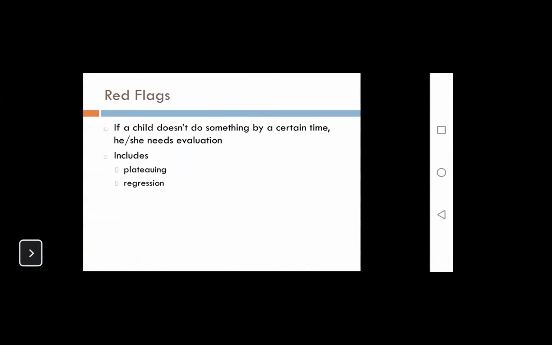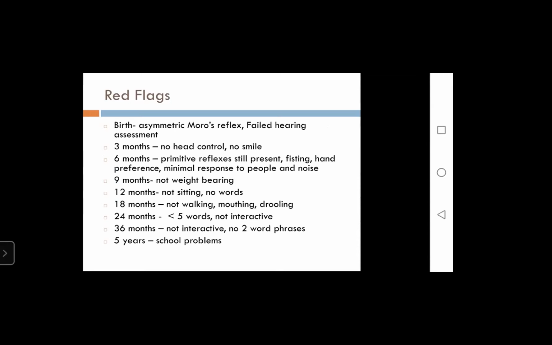Anyway, nothing on the slide. Just now you heard about plateauing and regression, right? Plateauing, they achieve a milestone and never get any better. Regression means they achieve something and then after that they lose whatever ability they have. So they were able to talk, then after that they start to be quiet and not talking, right? So these are some of the red flags. At birth, asymmetric Moro reflex, where it might be a brachial plexus injury because of shoulder dystocia. If a child has a failed hearing assessment, every baby that is born will get a hearing assessment while still in the hospital before they leave, okay?